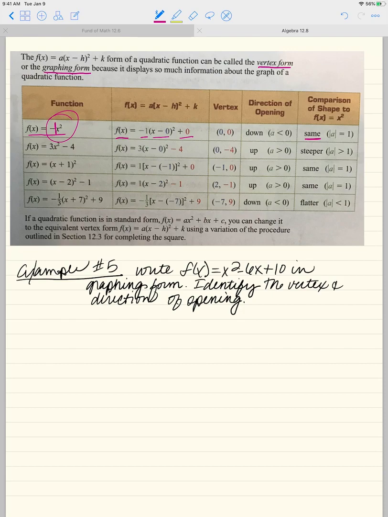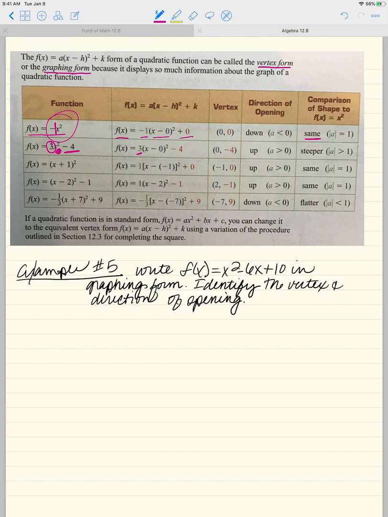f of x is equal to 3x squared minus 4. Put that into graphing form. There is no h here, okay? But there is a k. There's a -4. So when we put that into graphing form, we have f of x is equal to 3, 3 is a, times x minus 0, because there is no h. x minus 0 squared minus 4, that's outside of the parentheses. So our vertex is at 0, -4.